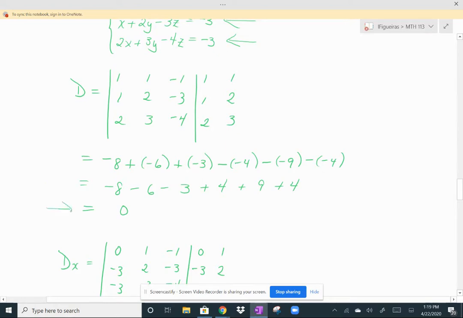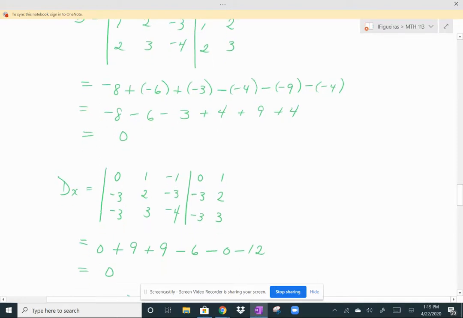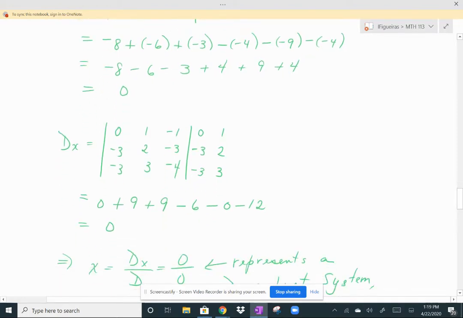Now, we know that division by 0 is undefined, but that doesn't mean that there isn't a solution here. We really have to go one step further. We have to compute either d sub x, d sub y, or d sub z. It's definitely not going to be an independent system where we will get 1x, 1y, and 1z, but it could either be an inconsistent system or a dependent system, meaning inconsistent would be no solution, and dependent would mean infinitely many solutions. But let's see what we get for d sub x.